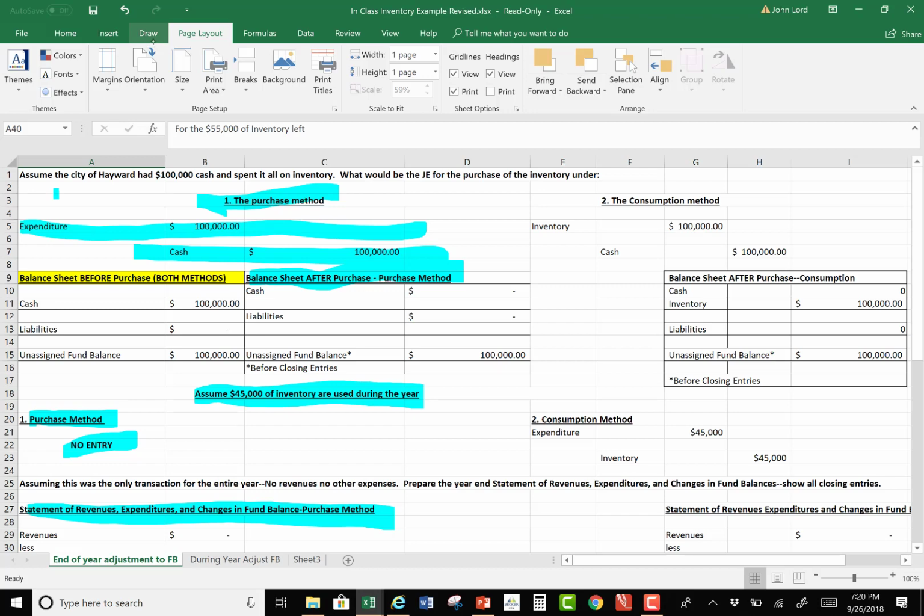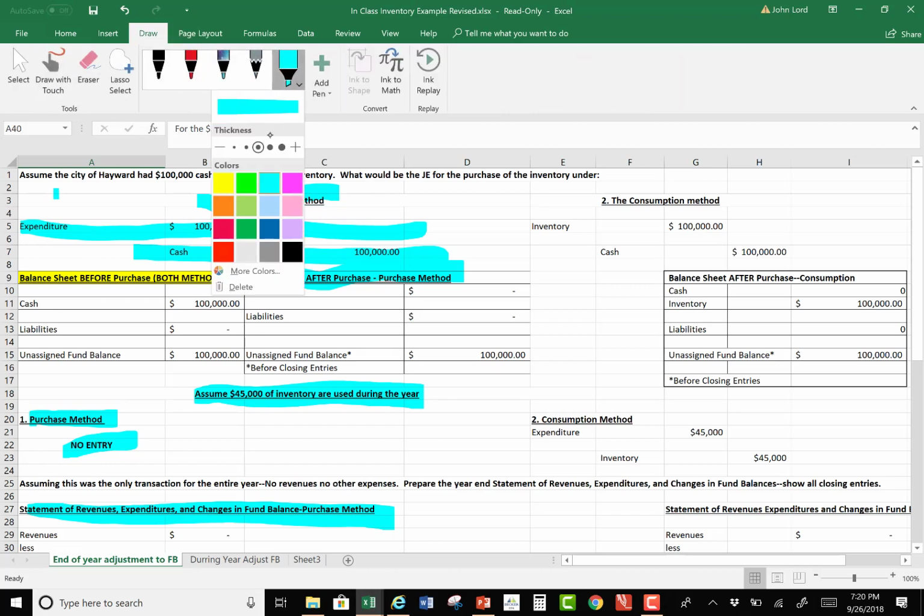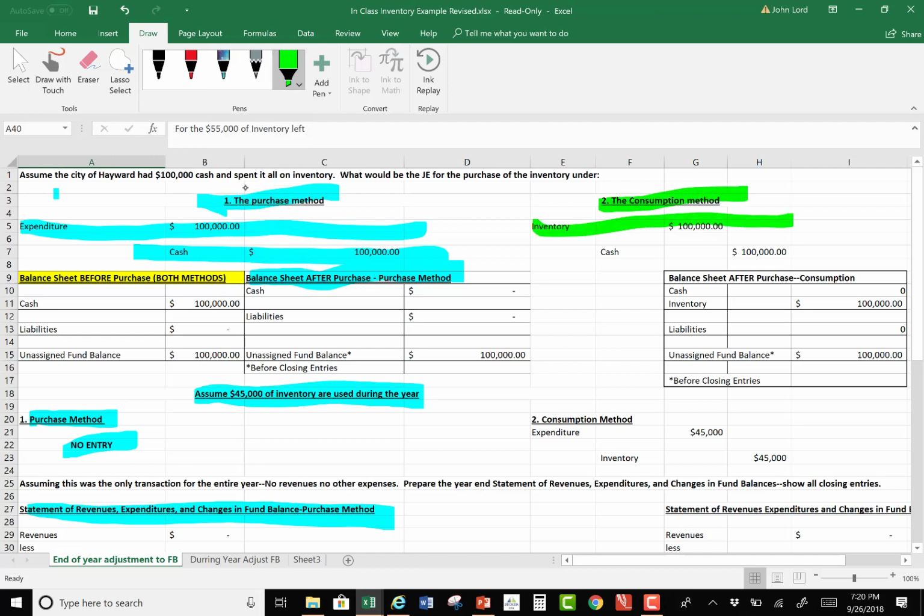The consumption method, they said to us, is more like modified accrual, didn't they? I mean, full accrual. Okay, so let's take a look at this. Under the consumption method, when I purchase inventory, I debit inventory and I credit cash, don't I? Now remember, both balance sheets started out just showing cash of 100. Under both methods, the balance sheet started out showing cash and unassigned. But immediately after purchasing that inventory, my cash is 0, my inventory is 100,000, and my unassigned fund balance is 100,000, isn't it?